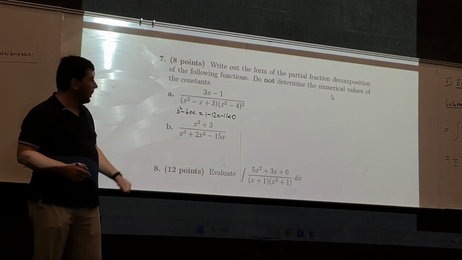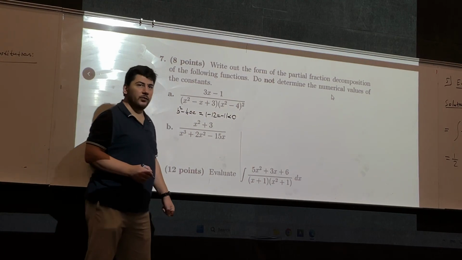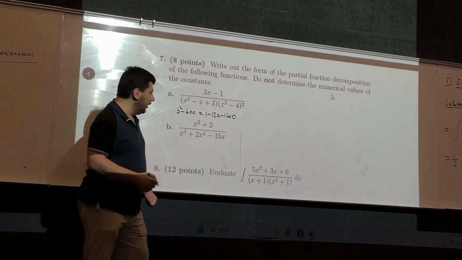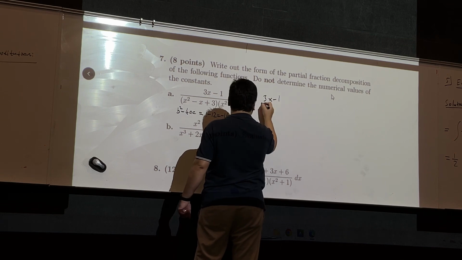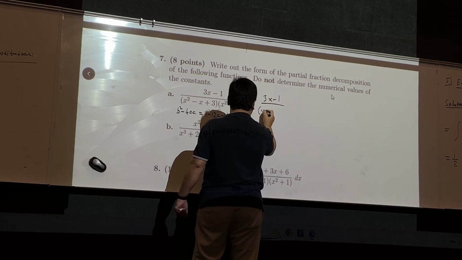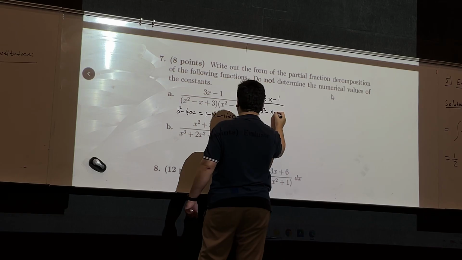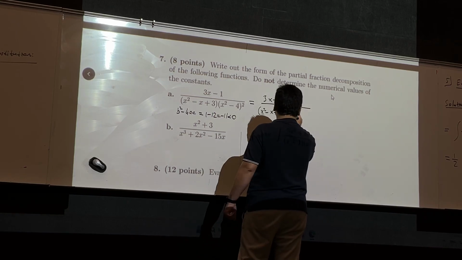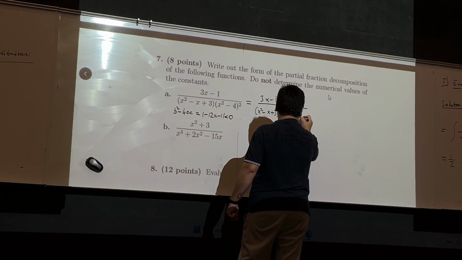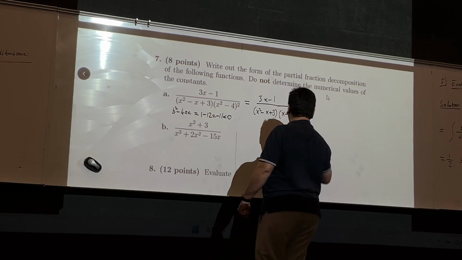Okay? How about this one? Can you factorize this further? You can, right? So, this is actually equal to 3x minus 1 times x squared minus x plus 3 times x minus 2 squared times x plus 2 squared. Am I right? Yes.